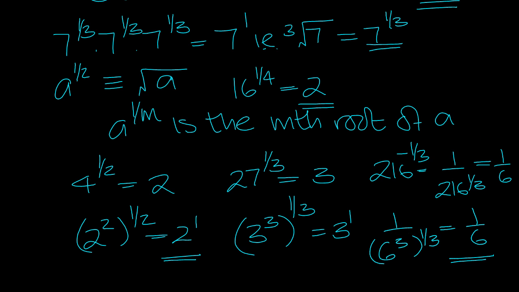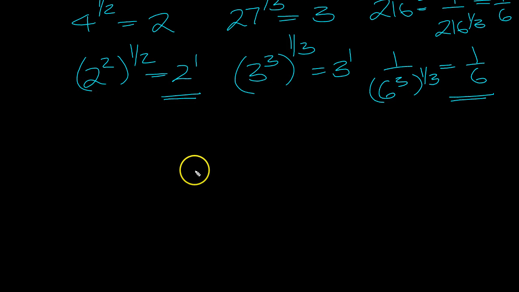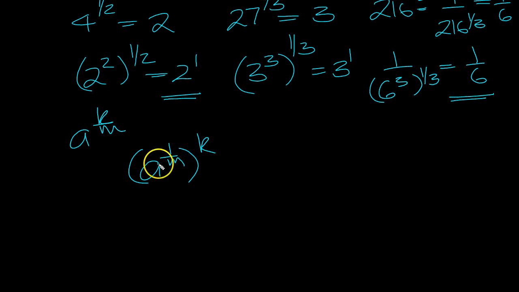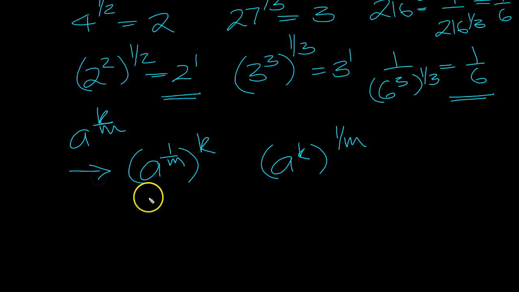So, the last little thing to note is a to the k over m. So what's that then? Well, let's use the properties of indices. It's a to the 1 over m, to the k. So you could think of it as the mth root of a to the power k. Or you could think of it as a to the k, to the 1 over m, couldn't you? Because that's the same thing. So that's the mth root of a to the k. So this is what that means.